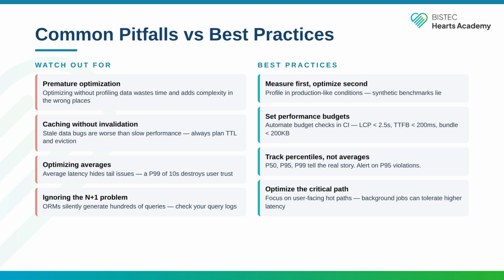Optimizing averages is the third. Your average response time is 220 milliseconds and everything looks green on the dashboard. But your P99 is 8 seconds. 1% of requests are catastrophically slow, and you won't see this if you only look at averages. Track P50, P95, and P99 separately.